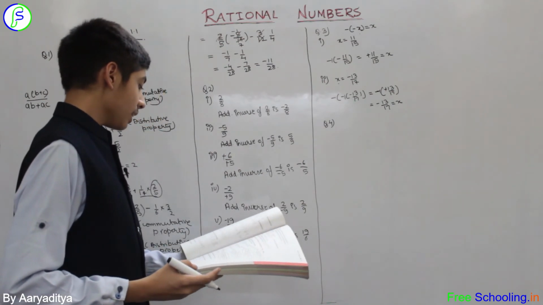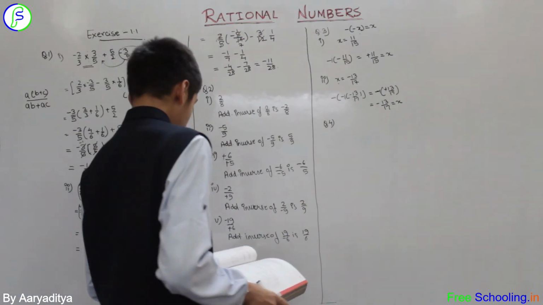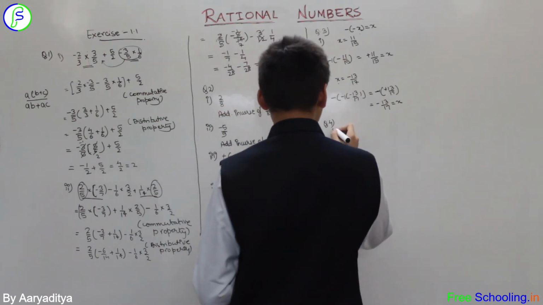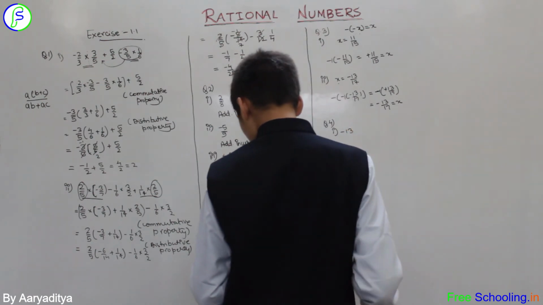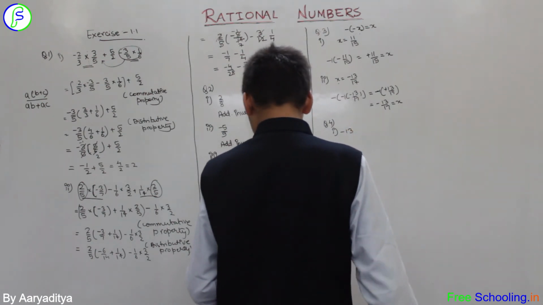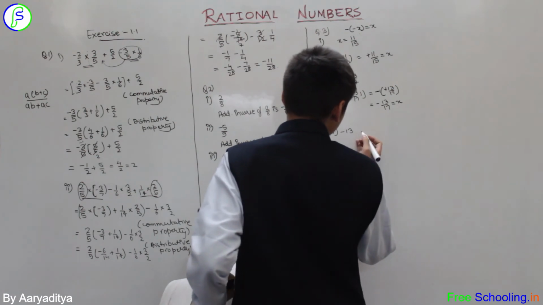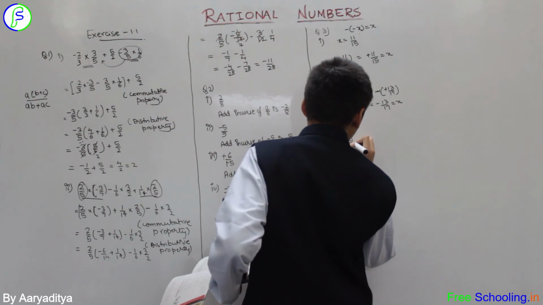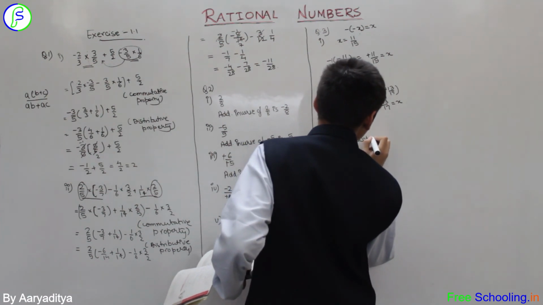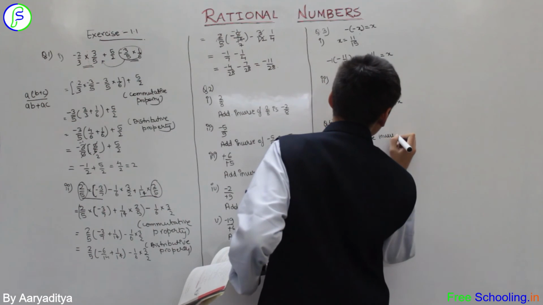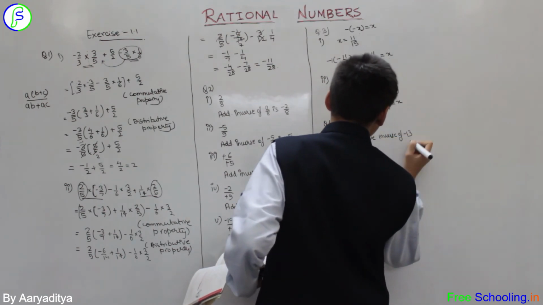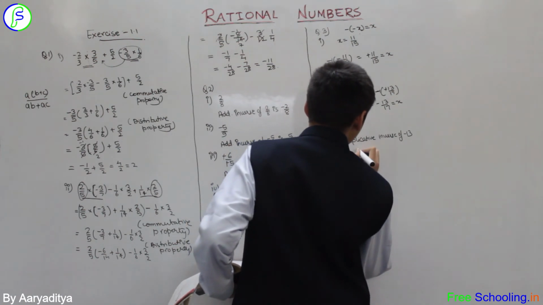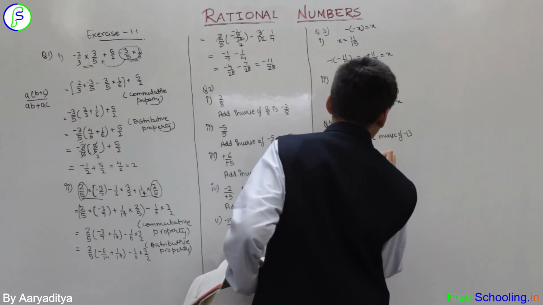Question number 4 says find the multiplicative inverse of the following. Again, I have taught you multiplicative inverse earlier. So for the first we have minus 13. Multiplicative inverse is basically the reciprocal of the number. So the multiplicative inverse of minus 13 is 1 by minus 13 or minus 1 by 13.